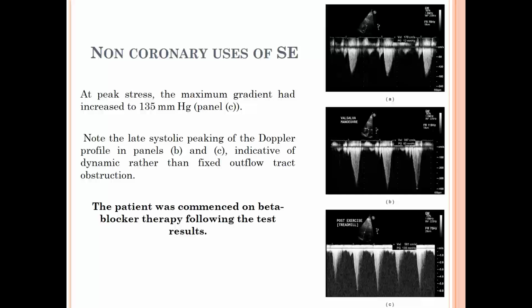Note here that there is a late systolic peaking of the Doppler profile in B and C, which indicates dynamic rather than fixed outflow tract obstruction. The patient was started on beta blockers and his symptoms improved. But I just want to tell you something. Please, while doing this and while measuring the gradient across the LVOT, beware of contamination of this flow with the mitral regurgitation flow, because if this happens, you might accuse a patient of being obstructive and actually he's not.